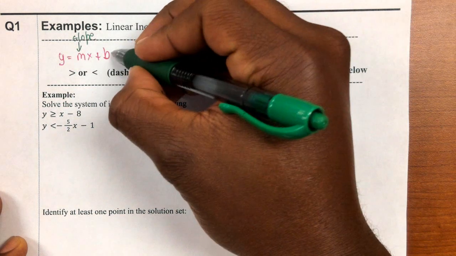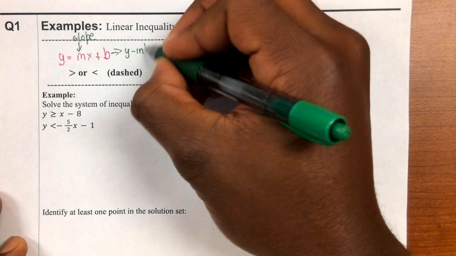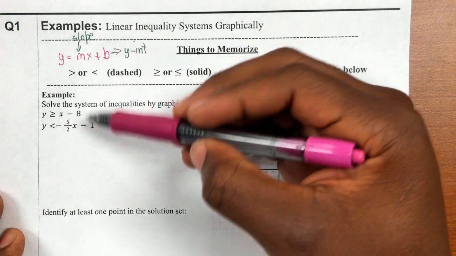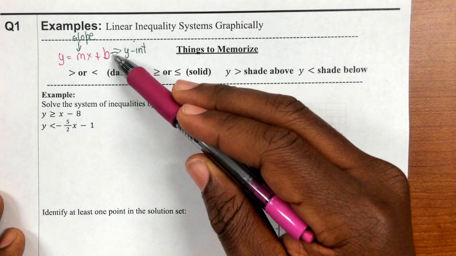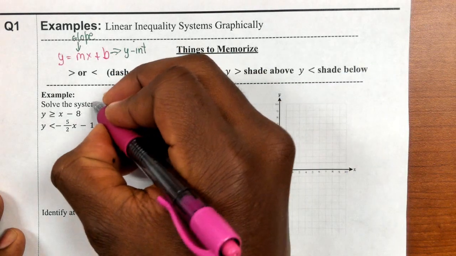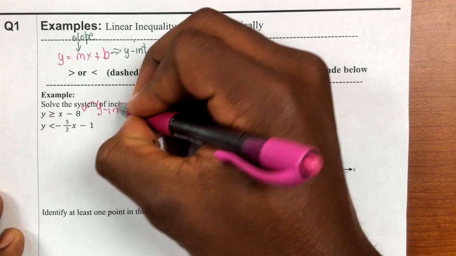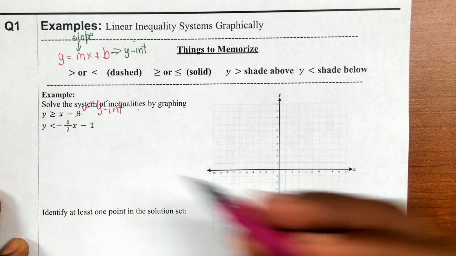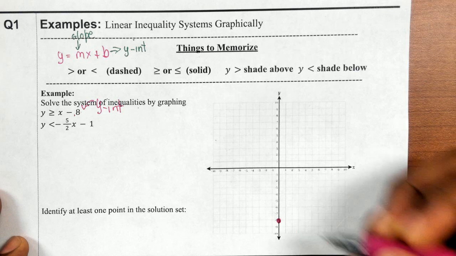So again, everybody, m represents your what? Your slope. And your b is your y-intercept. So whenever you're utilizing this form, you always graph your y-intercept first. Because these two equations are in that form, we're going to graph the y-intercept first. The y-intercept in this first equation would be -8. That's my y-intercept, so I'm going to put a point exactly at -8.